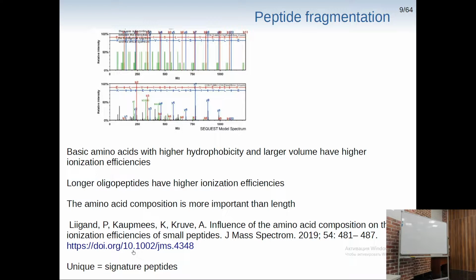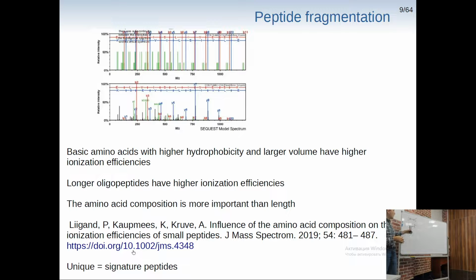In MALDI, there is a single charge, and in ESI it is multiple charge. So the ESI is more, it can compensate the problems with preference of some amino acids and peptides in ionization. It can, yeah, but actually it's even easier.